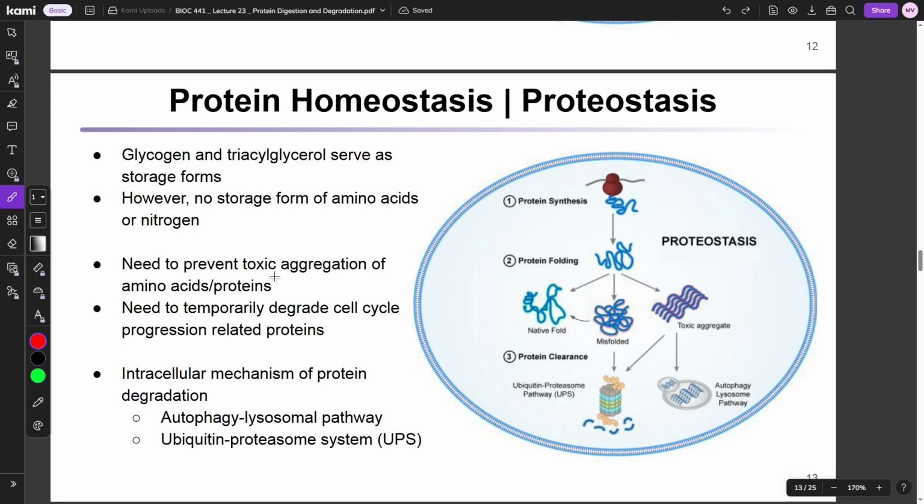There's some other stuff here about why it's important. In the case of things like glycogen and fats, there's storage forms of them. Glycogen stores glucose, triacylglycerol stores fats, but there's no storage form of amino acids or nitrogens. The reason for that is we need to prevent aggregation of them. Remember, a faulty protein can cause disease, so you need to degrade them. Glycogen doesn't cause disease. So that's the reason why we don't have a storage for these proteins, because as they break over time, they cause disease.